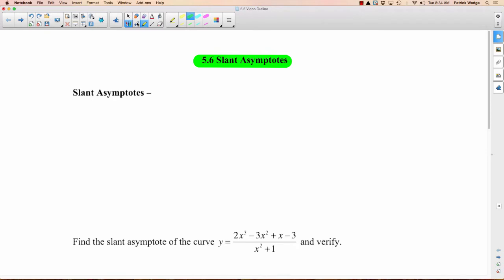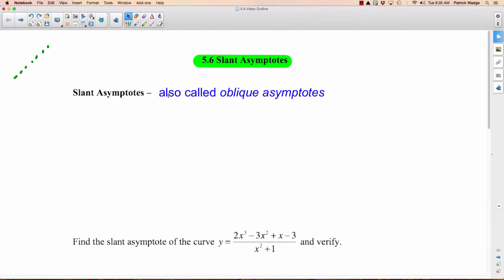Up until now, there have been two types of asymptotes: vertical asymptotes and horizontal asymptotes. Those are terrible drawings, but you know what I mean. Today we're going to talk about slant asymptotes. Guess what they look like? They're on a slant, like this. They're also called oblique asymptotes, which means exactly the same thing.